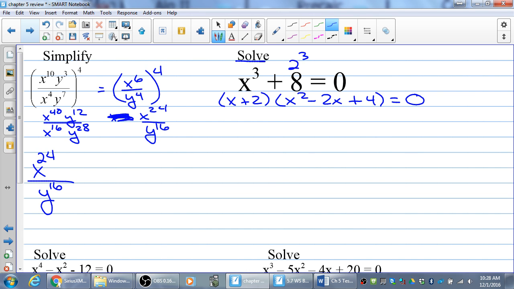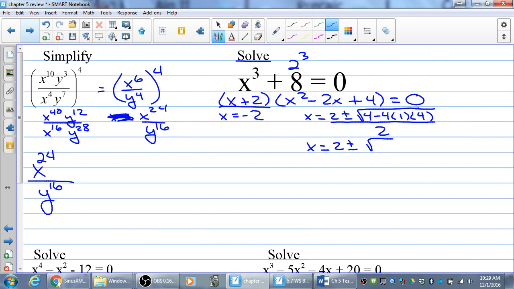So now we're solving though. So x equals -2. That's this piece right here. The other two solutions to the sum and difference of 2 cubes will always be imaginary. So we have x equals 2 plus or minus square root b squared minus 4 times 1 times 4, all over 2 times 1, quadratic formula.